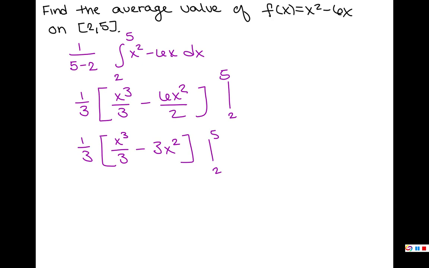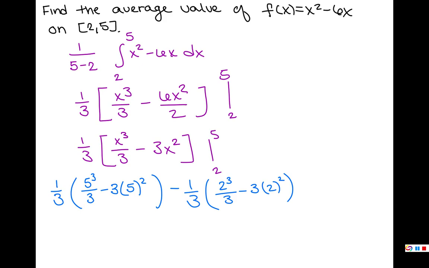All right, so again, it's a 1/3, and then the antiderivative of x squared is x to the third over 3. The antiderivative of 6x would be 6x squared over 2, and we could reduce that to 3x squared. Finally, we have to plug in our bounds of integration. So we're going to plug in the upper bound, 5, then we'll plug in the lower bound, and then subtract them.